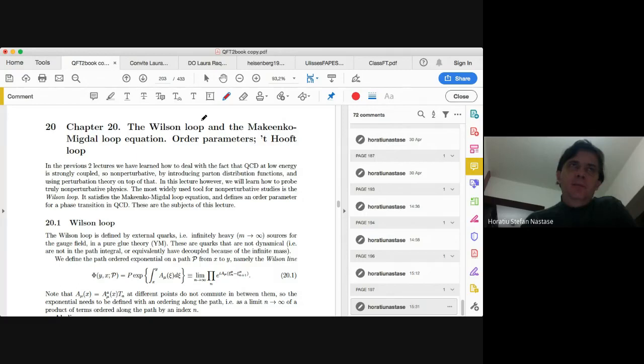The most common tools outside of just lattice gauge theory, which will be described towards the end of the course. So the most used tool is something called the Wilson loop that we'll define just now. And then the Wilson loop itself satisfies a kind of dynamical equation known as the Makeenko-Migdal loop equation. And also from the Wilson loop, we'll define an order parameter for a phase transition in QCD. And generically, this order parameter will describe the type of phase of QCD that we are in. All right, so let's start with the Wilson loop.